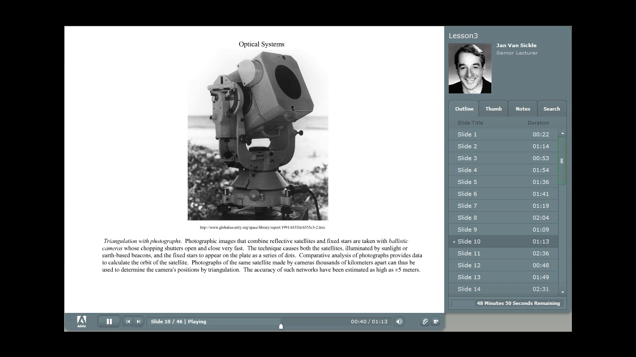And so this is a positioning system that uses extraterrestrial objects to determine the position on the Earth's surface. And as it says here, the accuracy of such networks has been estimated as high as plus or minus 5 meters. Now, of course, we think of GPS as being much better than that, but again, the idea of using satellites to get positions on the Earth has a history of many decades.